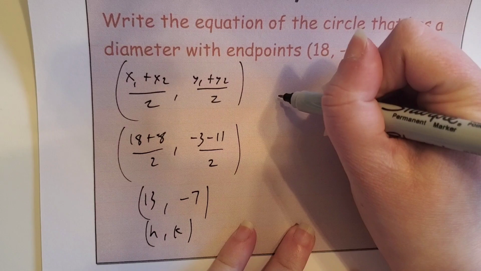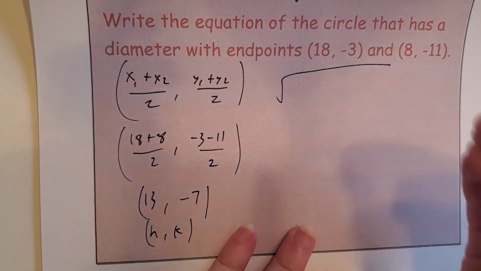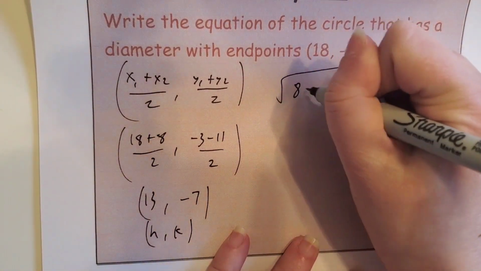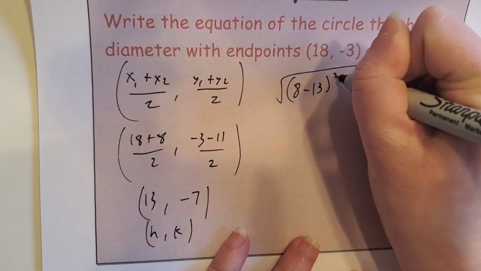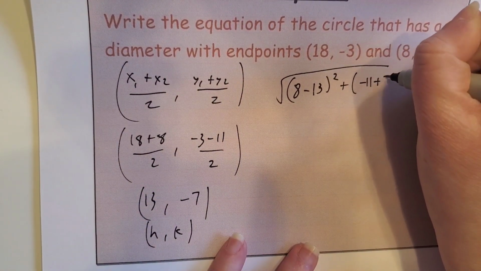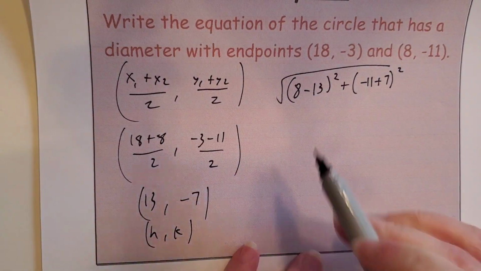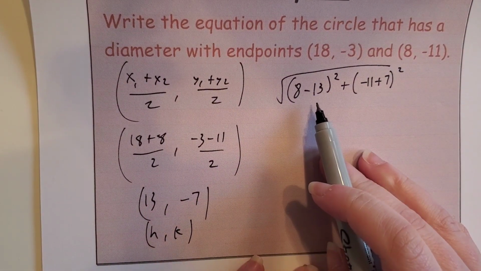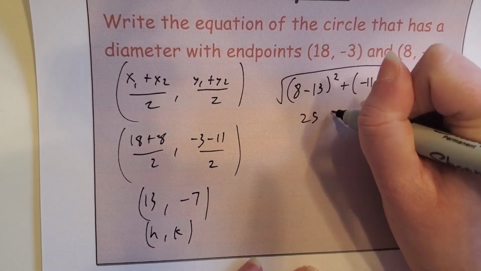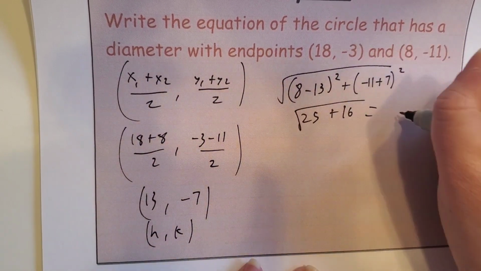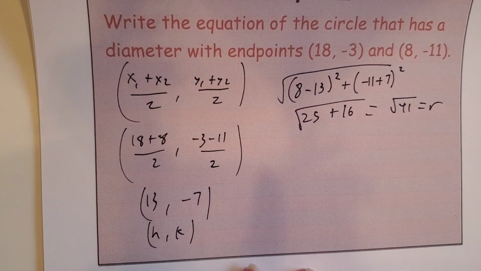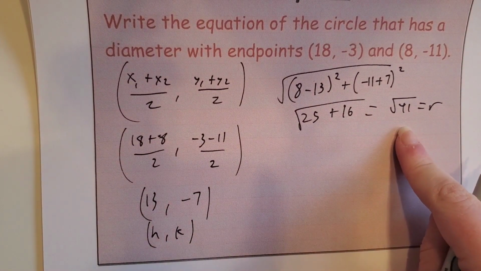So we're going to do distance formula again. I talk too fast sometimes. So 8 minus 13 squared plus negative 11 minus negative 7, so plus 7 squared. This is negative 5 squared, which is 25. And then negative 4 squared is 16. So we get the exact same square root of 41 as our radius that we did in the last problem that we did all together. So we leave it as the square root of 41.